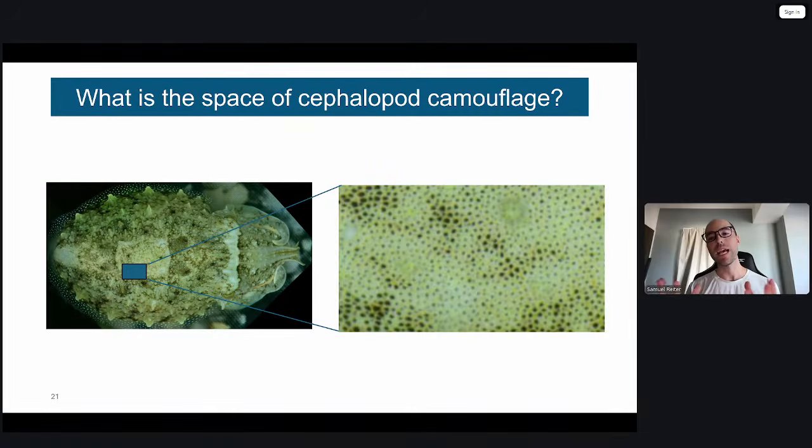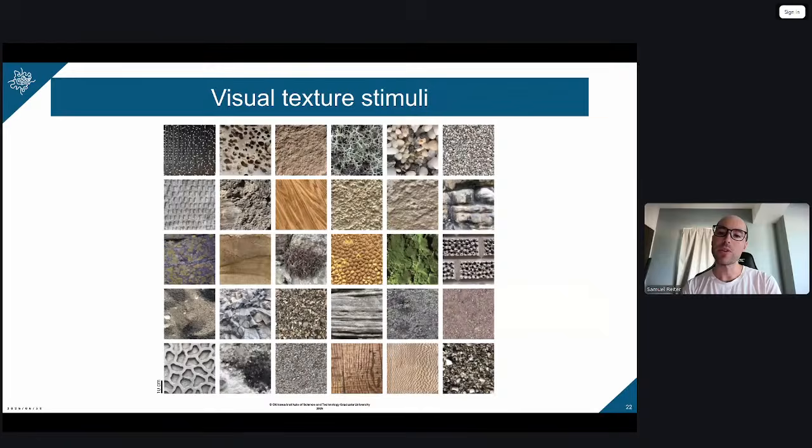So we set out to first ask, what is the space of cephalopod camouflage? That is, what is the totality of the patterns that the animal can adopt, or can be approximated at least. So to do this, we delivered a range of visual textures. These are 30 different textures, artificial and natural, chosen to sample a range of different spatial scales. And remember, we printed these on fabric and rolled them into the tank to present to the animal.